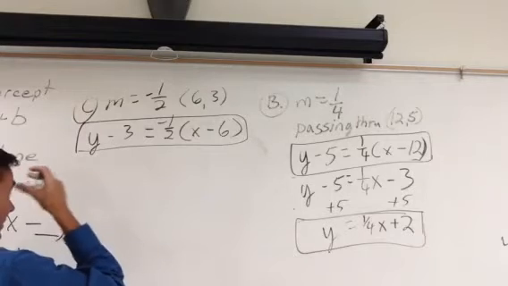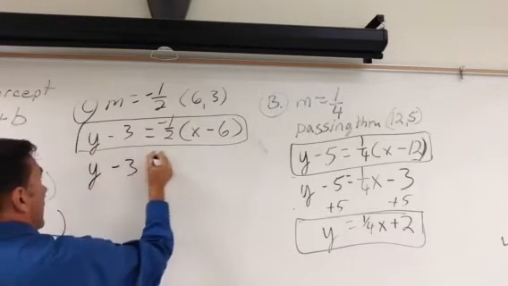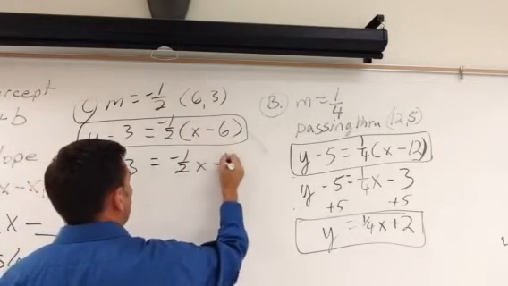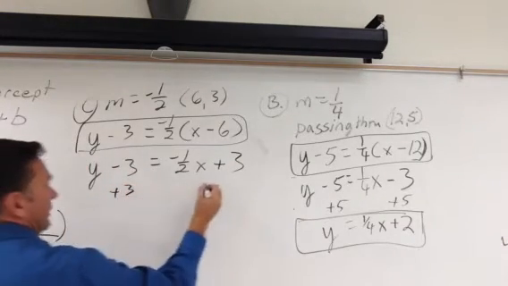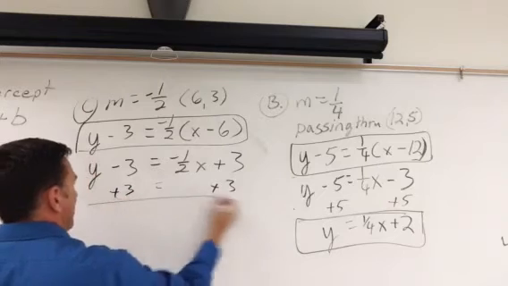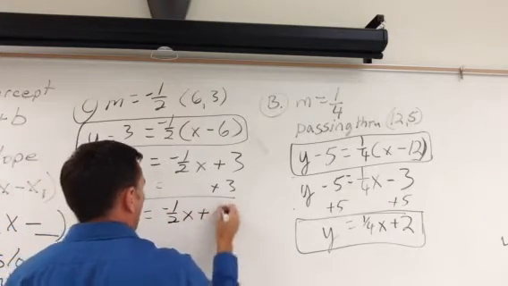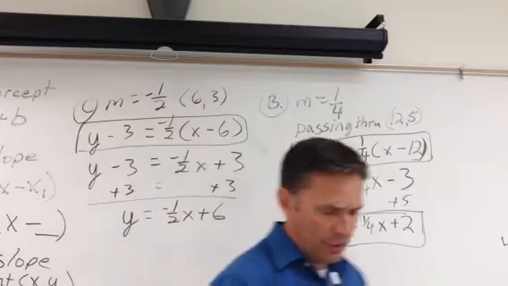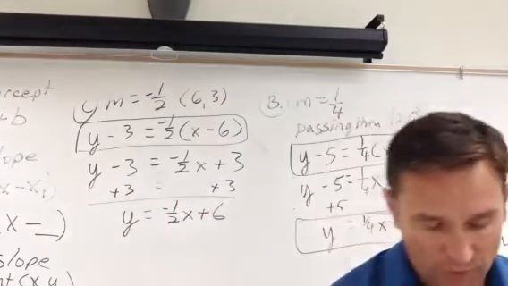Now we can change this to slope-intercept. Again, we're going to distribute. Leave the y minus 3 alone. -1/2 times -6 is a positive 3. We're going to add 3 as our final step. And our equation here is -1/2x plus 6. On your own, I want you to try letter D. And we'll check that tomorrow in class.